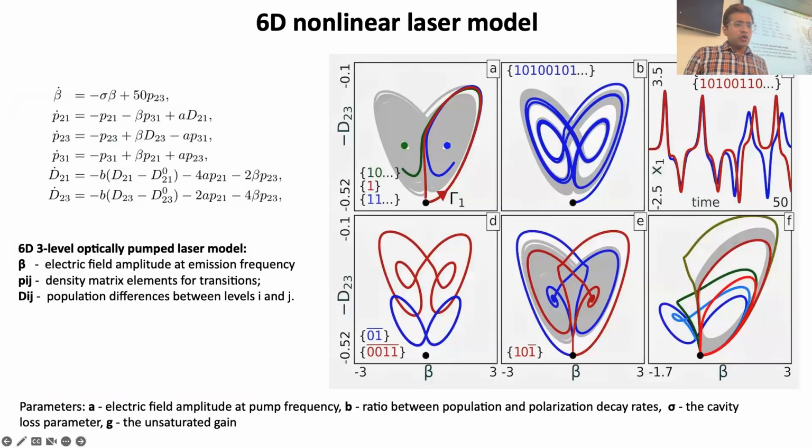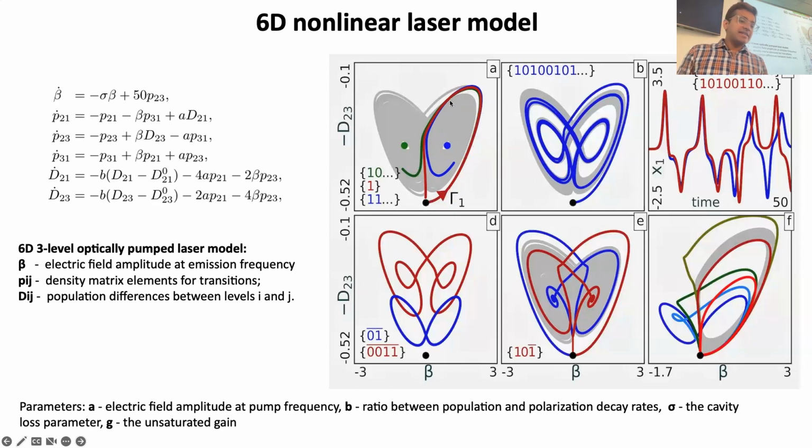So here I'm showing the same thing for a 6-dimensional nonlinear laser model. If the trajectory goes to the right, as shown in blue, it will be marked by the symbol 1. So we are starting along the right unstable separatrix of this fixed point. So the first symbol is always 1 because it's going to the right.